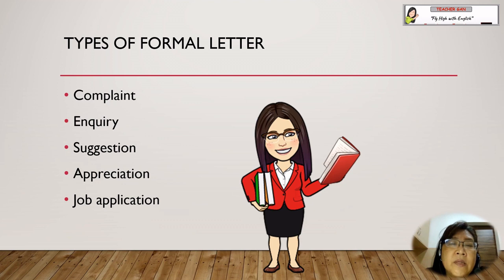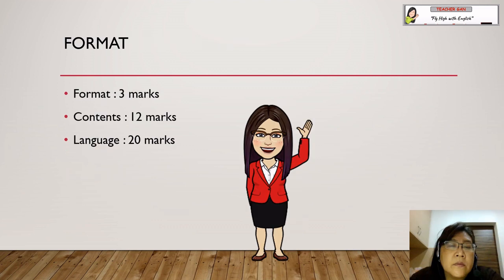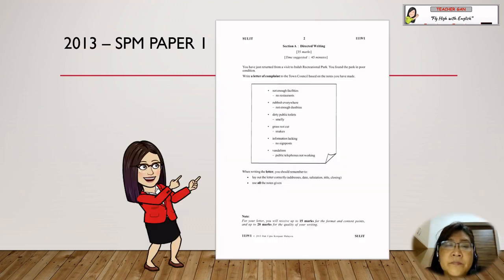So types of formal letter, we have letter of complaint, letter of inquiry, suggestion, appreciation, and also job application. Let's look at the marks now. For format, we have 3 marks. For contents or the content points, 12 marks. And for language, 20 marks.